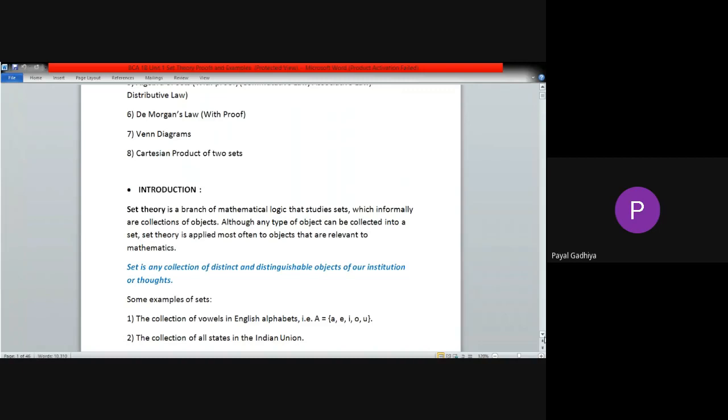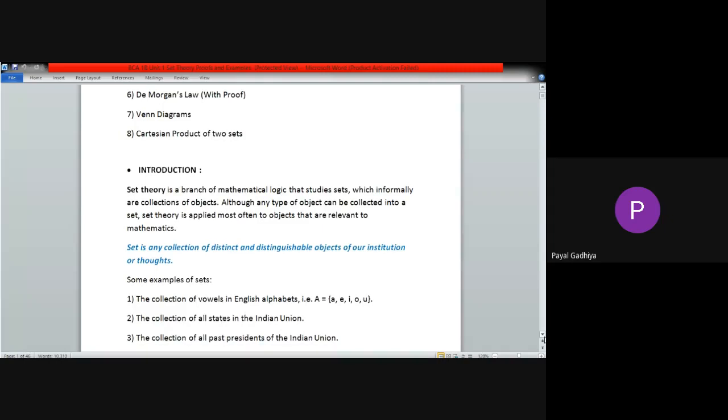So example one, the collection of vowels in the English alphabet. Now the English alphabet has 5 vowels: A, E, I, O, U. So this collection, we can say, is a set. A set will have similar kinds of objects. So you cannot say A, E, then mathematics, then O, then U. No, this is not a set. A set should have similar kinds of objects.